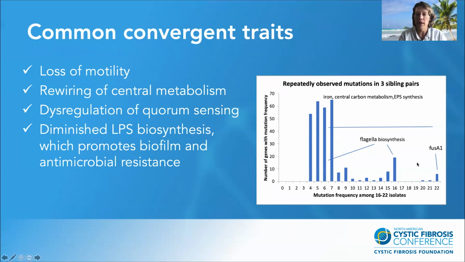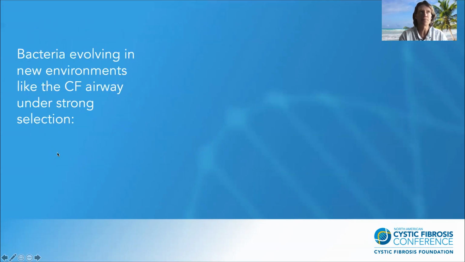And here, I'll show you yet another bit of data to support this. These are repeatedly observed mutations in chronic B. cenocepacia infections from sets of sibling pairs. We see mutations affecting flagella and thus reducing motility, and mutations affecting central carbon metabolism, iron uptake, and EPS biosynthesis. These are among the more common. This is frequency with a histogram. So among the genes that are hit most commonly tend to cluster in these groups.